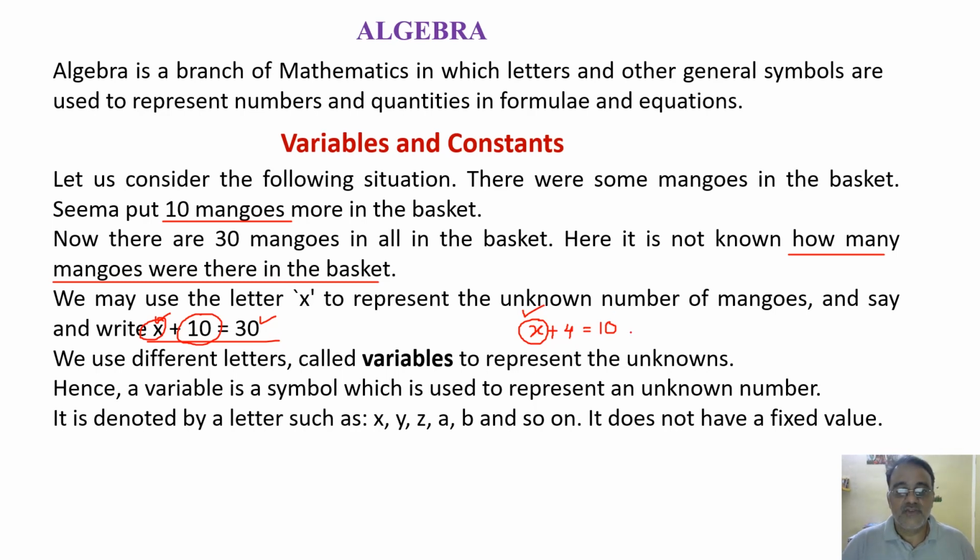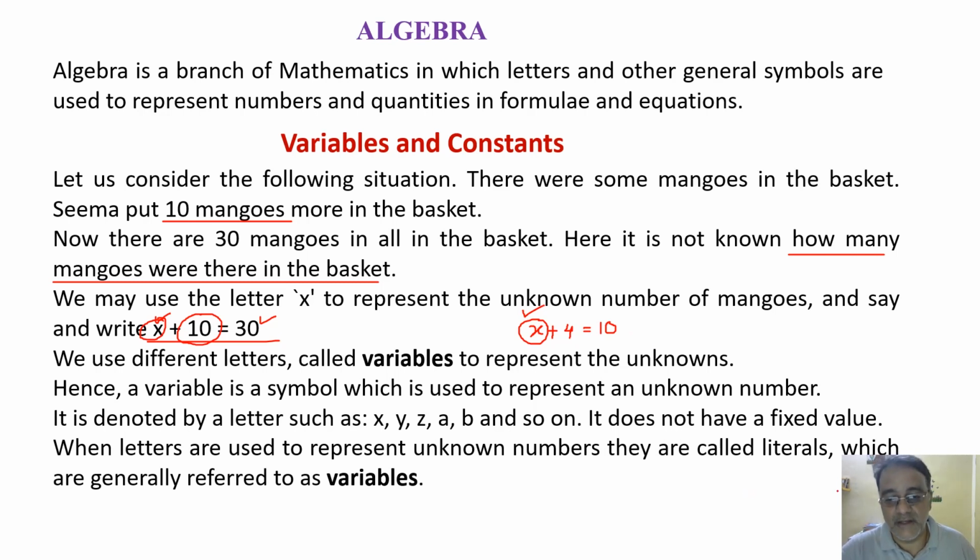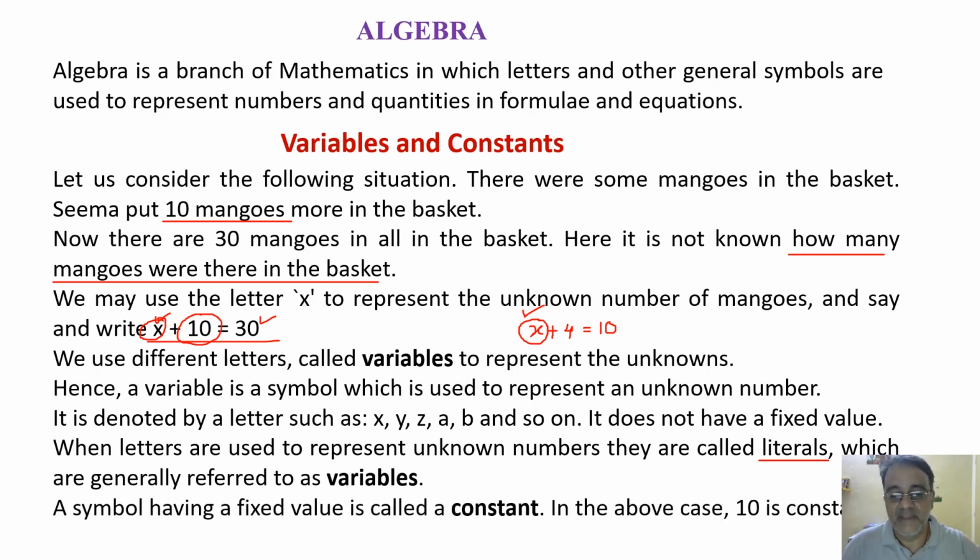Just now I told. So when letters are used to represent unknown numbers, they are called literals, which are generally referred to as variables. So a symbol having a fixed value is called a constant, whose value always remains the same. For example, if you are using 4 anywhere, the value of 4 will remain the same. Okay, such a symbol is called a constant. In the above cases, 10 is a constant, 30 is a constant, and in my example 4 is a constant, 10 is a constant. Okay, right.